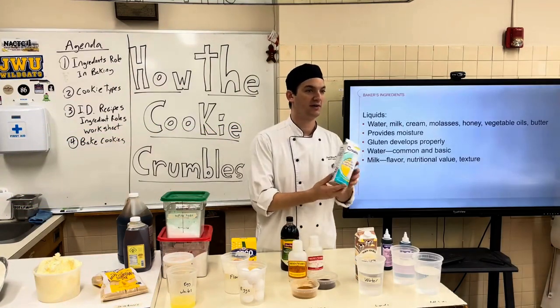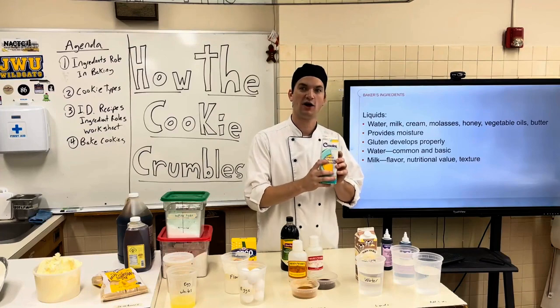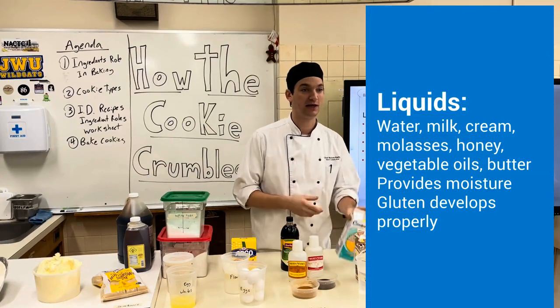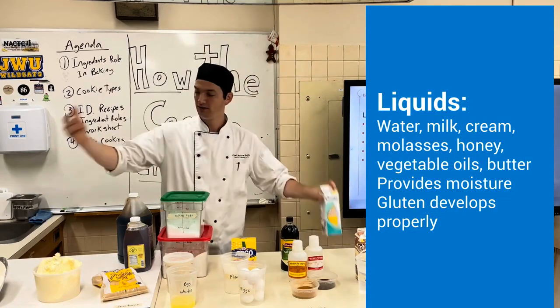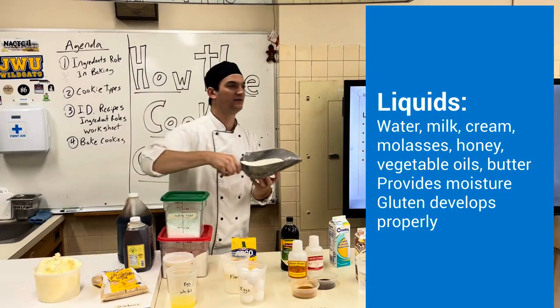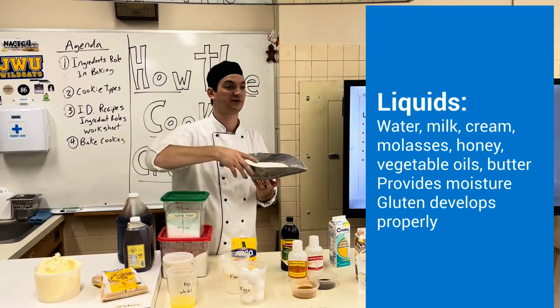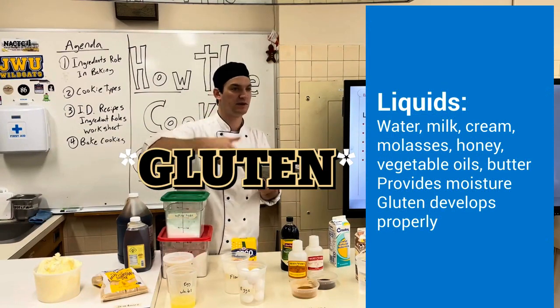Second to last family, our liquids are going to be anything that is causing it to add moisture and help our gluten develop. If I don't add a liquid to my strengthener like flour, none of the stretchy, gooey stuff to help hold my recipe together is going to come out. None of that gluten is going to be produced.